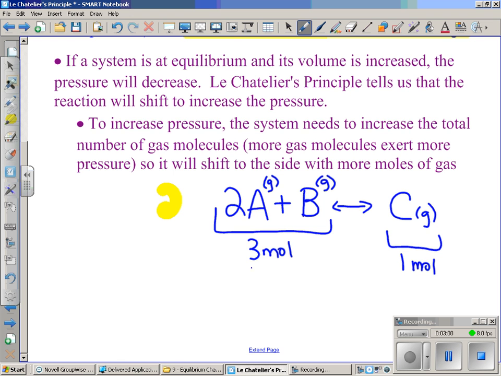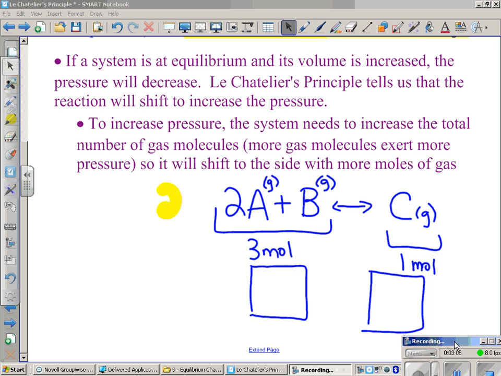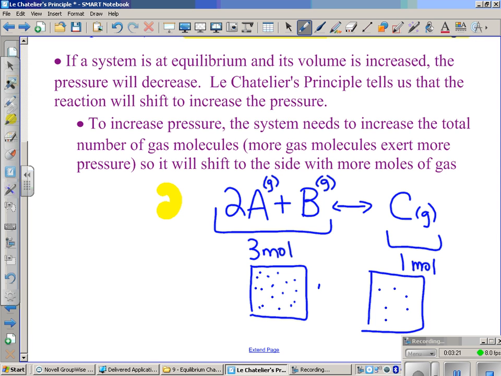So if you were to envision this on a molecular level, like look at these 2 sides as boxes maybe, you would have 3 times as many dots in this box as that box. I don't know if that's exactly 3 times, we'll go with it. In this box here, there's more pressure being exerted, more particles hitting the sides of the container, and that's what pressure is measured by, than over on this side.